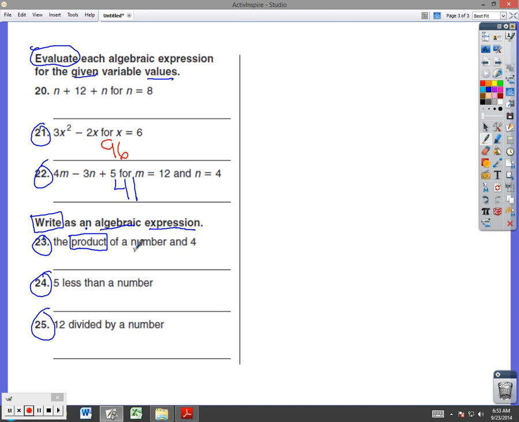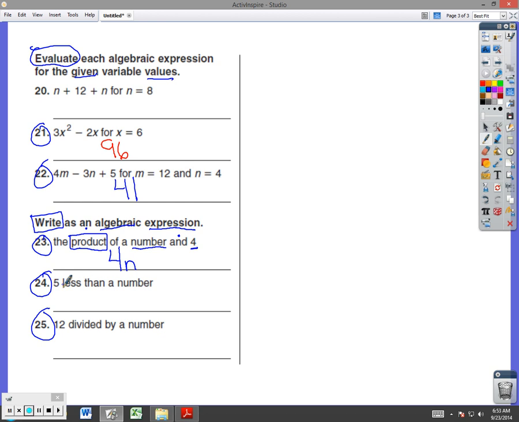The product of a number. Well, I can call it any variable I want because it's unknown. And 4. So we're multiplying these two. Now remember, we always put the coefficient first. I want to call it 4 times n. If you wanted to call it 4 times b, 4 times a, that is fine. Just remember to lowercase your variable.